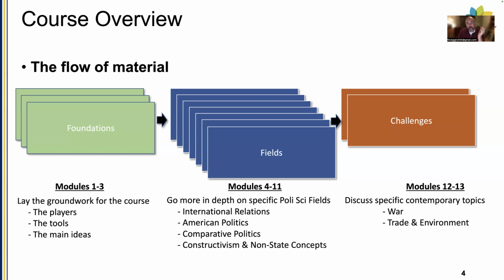Now, in modules 1 through 3, we're going to talk about some of the main players, some of the main ideas and tools that exist in political science. And then in modules 4 through 11, we go in depth and talk more about the different fields. This includes international relations, American politics, comparative politics, non-state concepts. And then in the last two modules, we're going to go back to some of these enduring questions around war and conflict and trade and environment. And that's where we use the concepts that came earlier in the class to reapply them to the study of conflict and the study of trade, the economy, and environment.